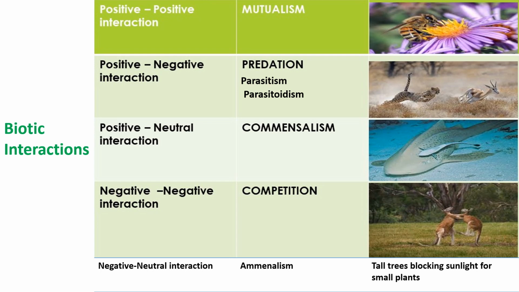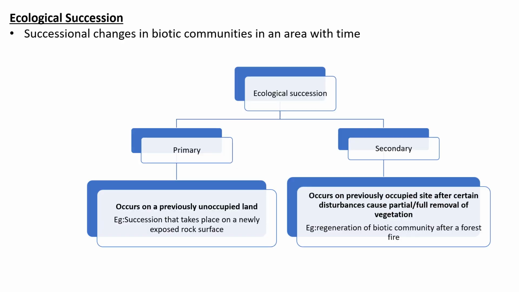The next topic is ecological succession. It is the changes in the biotic communities in an area with time. If a biotic community is occupying a previously unoccupied land, it is called primary succession. For example, consider a rock surface which is freshly exposed after a flood. If the lichens and mosses colonize that rock surface, it is called primary succession.